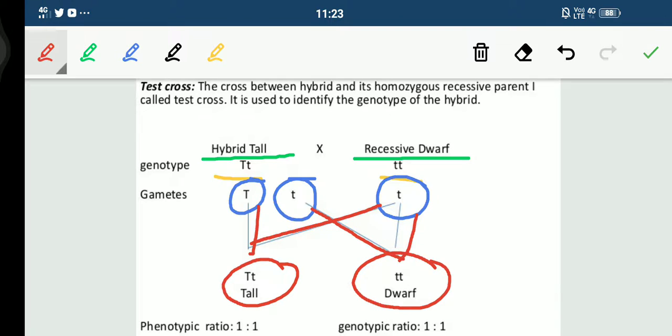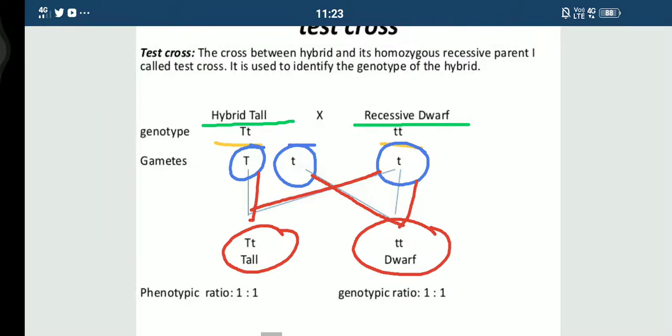So talking about their ratio, students, the phenotypic is 1:1, and the genotypic is also 1:1.